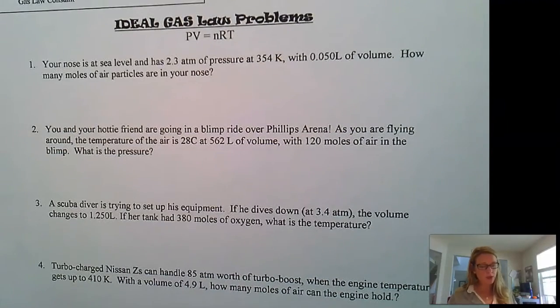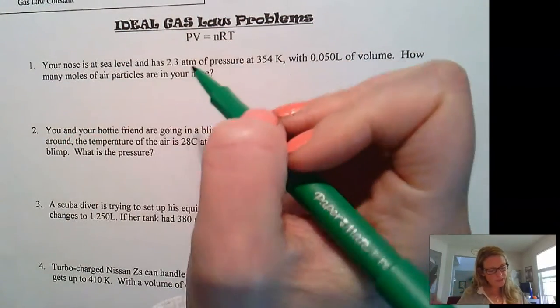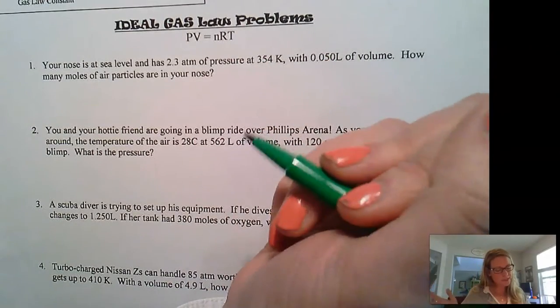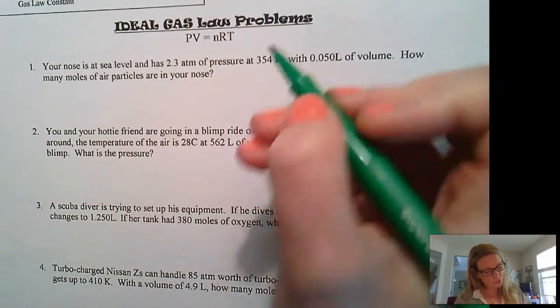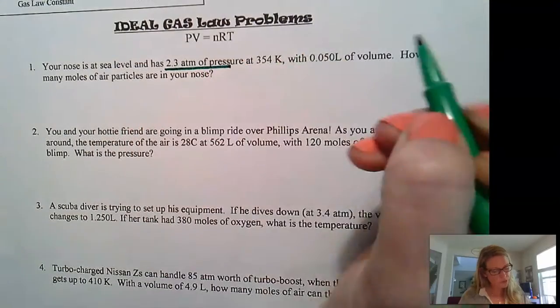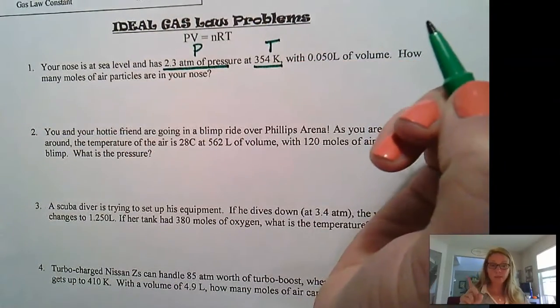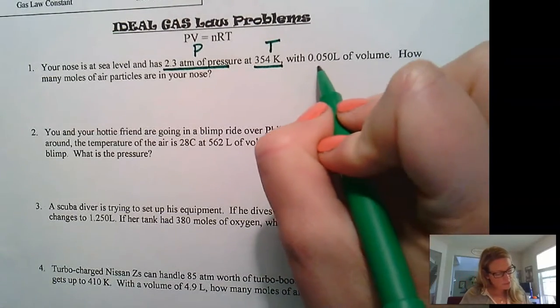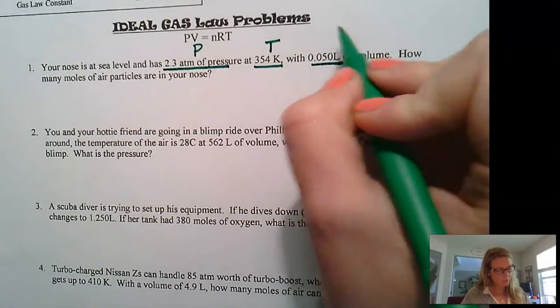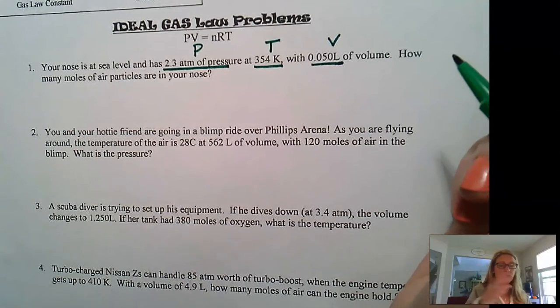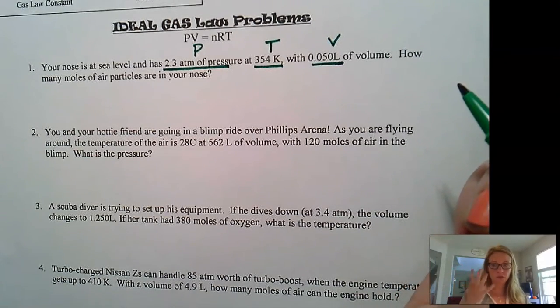So if you get a problem, and I'm cheating because I told you this is an ideal gas law problem, but if you're looking at it and it says your nose is at sea level and has 2.3 atmospheres of pressure at 354 Kelvin, that's pressure. Kelvin is temperature, with 0.050 liters of volume. They just told you that's volume. Already I've got all three of those things in there, so you automatically know that's more than two. So this has to be ideal gas law.